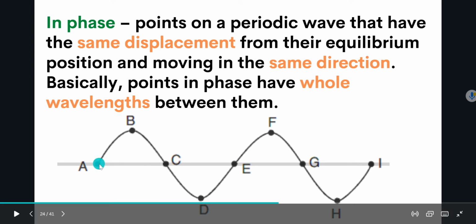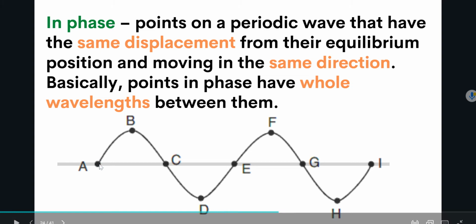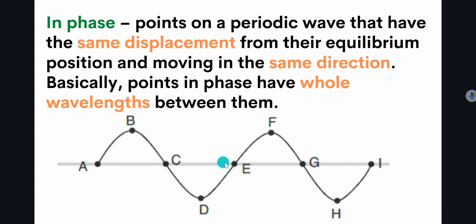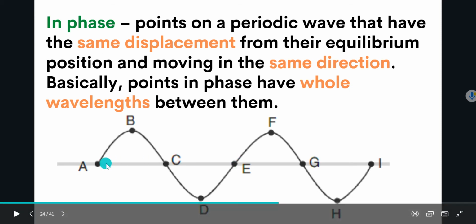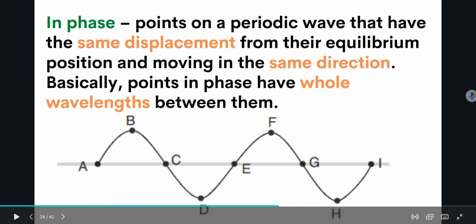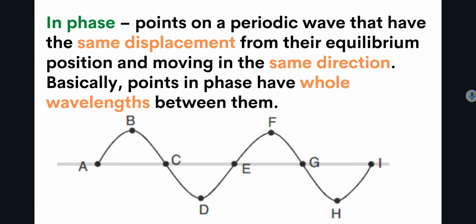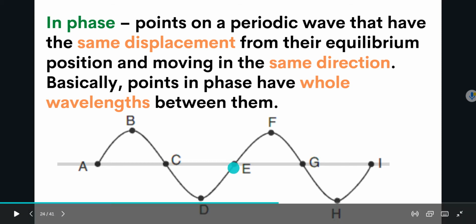Well, there's another position that's doing the same thing on its pulse, and that would be this guy over here, E. E is going to go up and down as well. So we say that these two, A and E, are in phase. They're going to be doing the same thing the next moment as each other. Basically, we say they have a whole wavelength between them if they're going to be in phase.